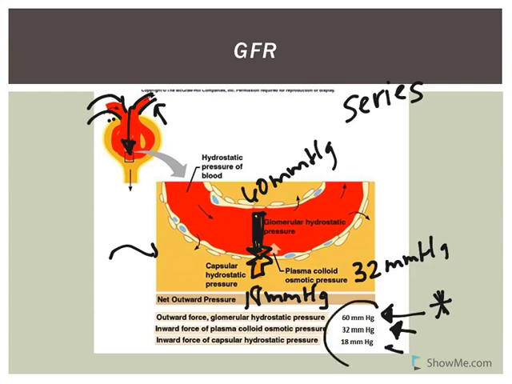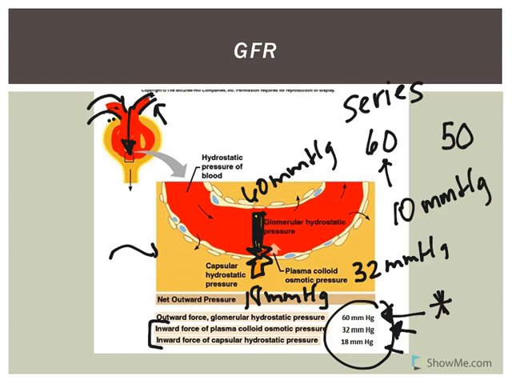And so if we look at these numbers, you have an outward pressure of 60, and we have two pressures that don't favor filtration. If you add those up, you have 50. And so the difference between the two is you have a greater pressure that favors filtration. So the difference is 10 millimeters of mercury. And so we have a net filtration pressure of 10 millimeters of mercury, which is a pretty good value.